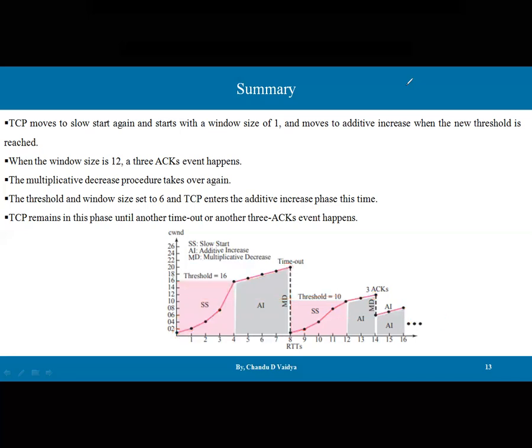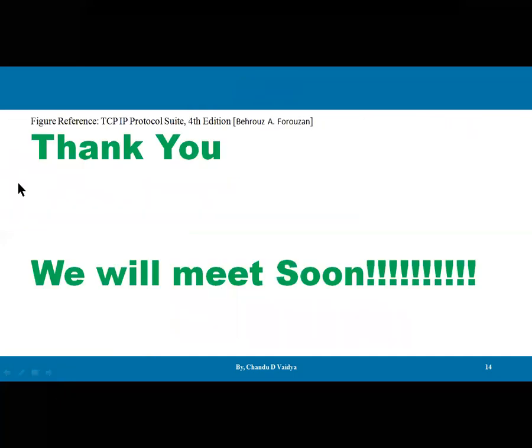So we have discussed all three mechanisms over here: slow start, additive increase, and multiplicative decrease, the congestion policies, and the congestion window also we have discussed, and the basic definition. These figures are adapted from the TCP/IP Protocol Suite, 4th edition.